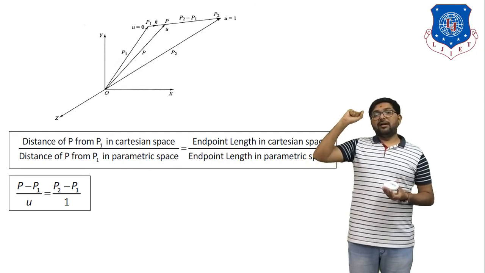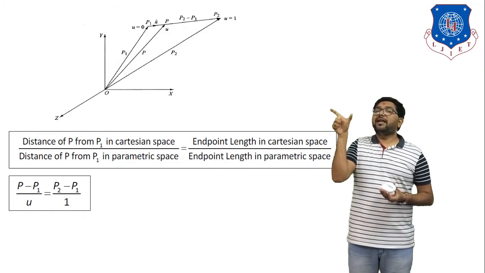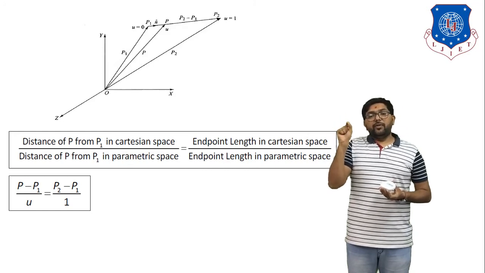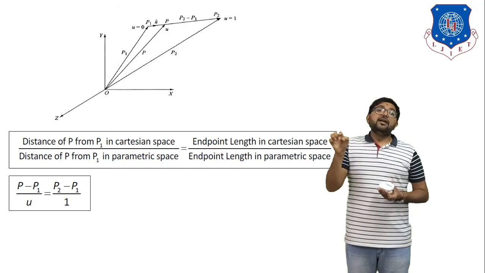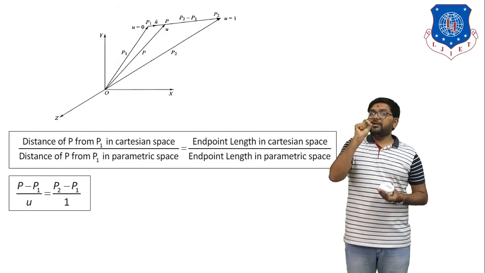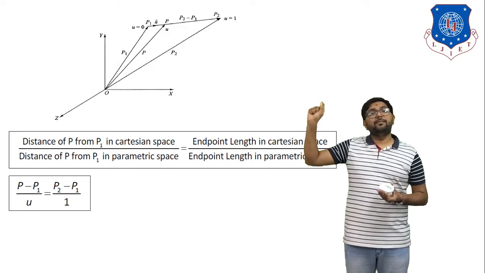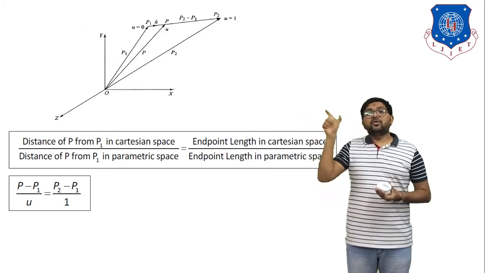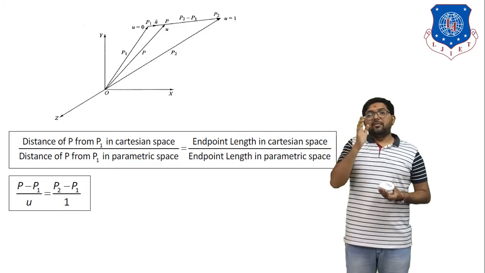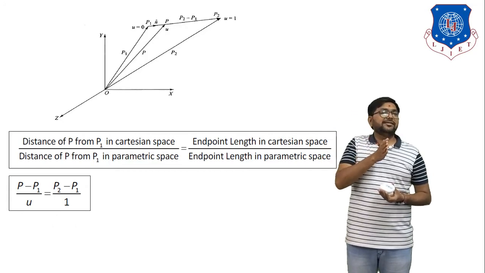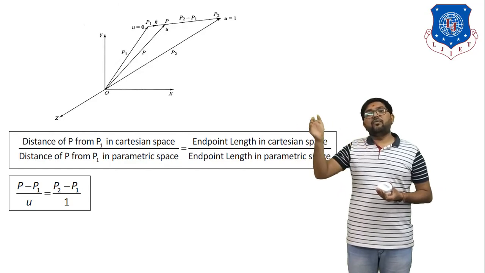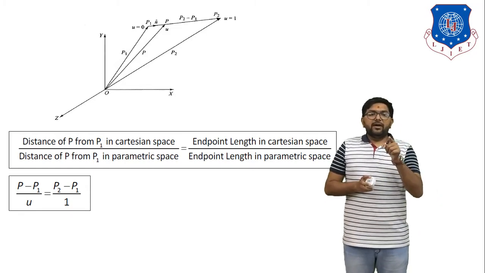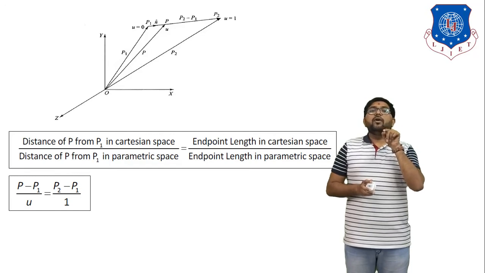Now the first point is P1 and the last point is P2. How can we find the length? P2 minus P1 indicates the length of the line. So P2 minus P1 in the denominator is the endpoint length in parametric space. The value of u is 0 at the first point and 1 at the last point P2. So the length of the line in parametric form is 0 to 1, which indicates 1. So you have to put 1 over here. So P minus P1 upon u is equal to P2 minus P1 upon 1.